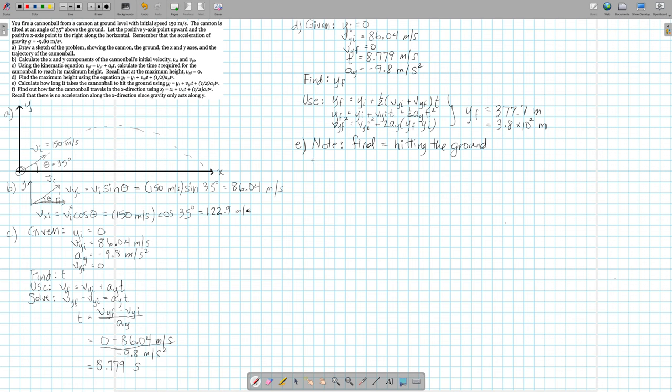So our given quantities now: y initial is 0 and y final is also 0. The cannonball starts at ground level, it goes up, and then it ends at ground level. So both of these are 0. And we know Vy initial, 86.04 meters per second. We know the acceleration of gravity points down and has magnitude 9.8 meters per second squared. And we're trying to find the time.